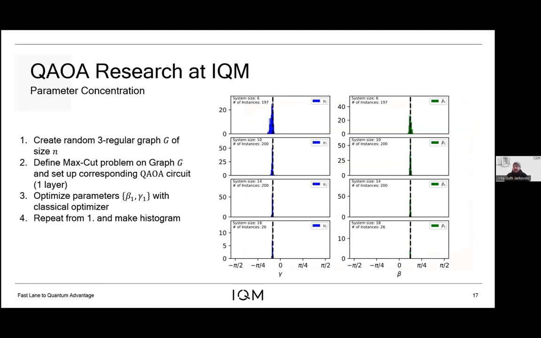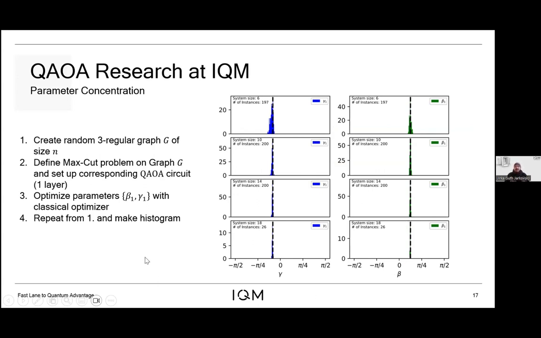So yes, now in the last part of the talk, I just want to highlight some research that we are doing into QAOA at IQM. One of them is about this phenomenon called parameter concentration. It's an empirical thing that we noticed that for some problems, when you run the QAOA optimization loop, the parameters gamma and beta will always tend to be at some fixed value. So this is gamma one and beta one, in the first layer of QAOA. When you run the optimization, the parameter always tends to be this kind of value.